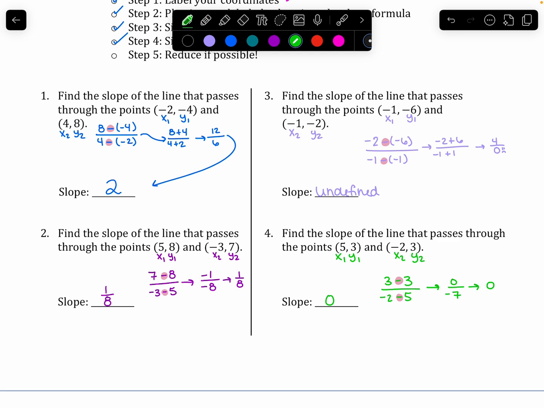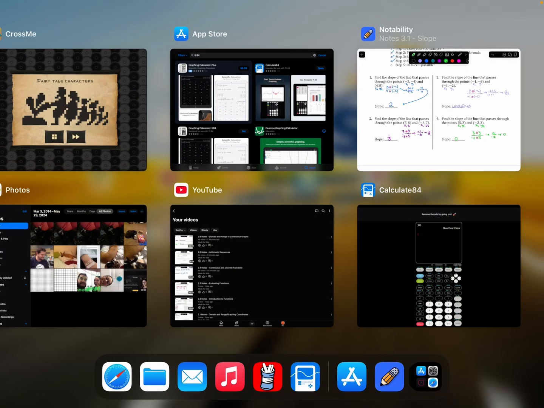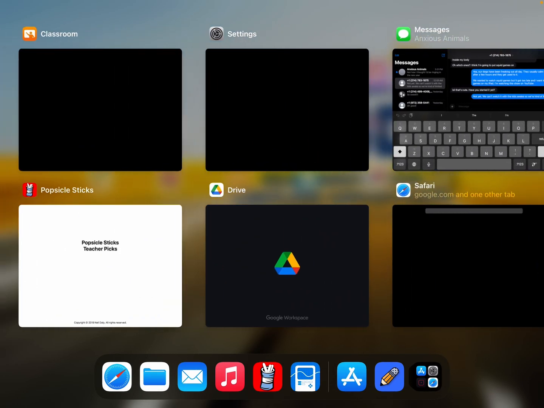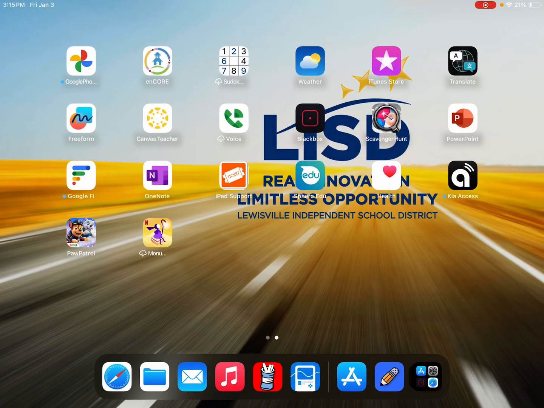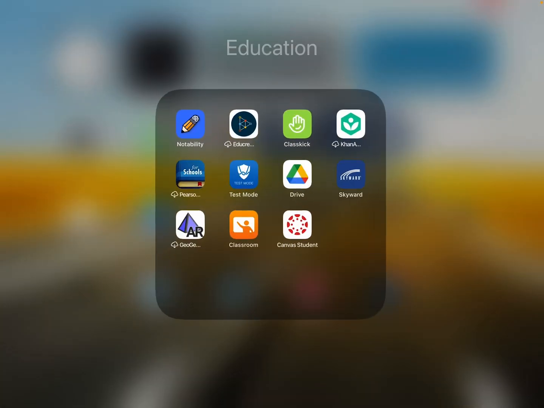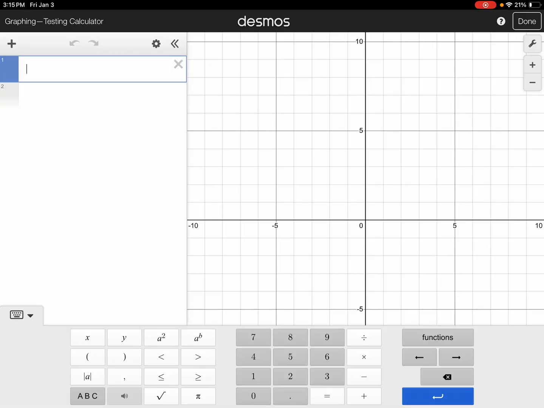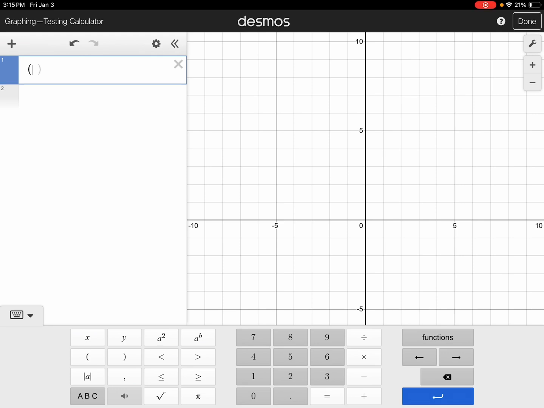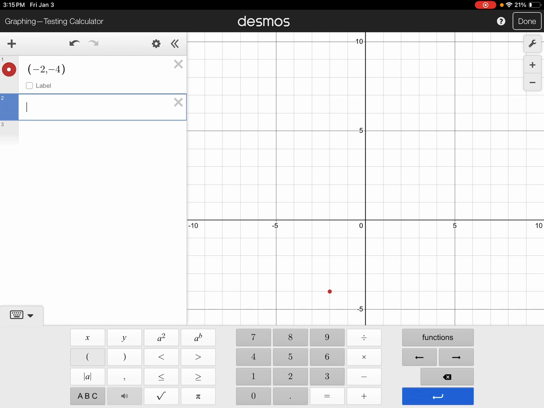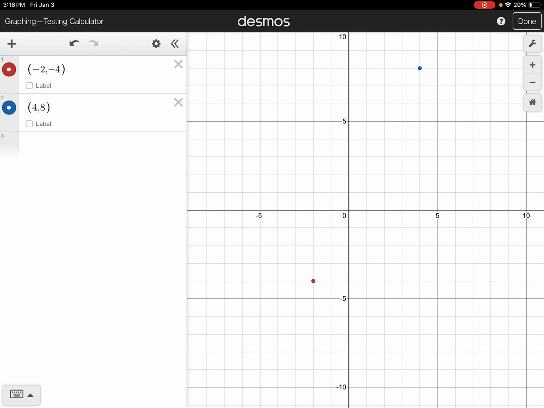So if I were to graph those coordinates like in Desmos, I'll show you. I'll do negative 2, negative 4, and 4, 8. So I'm going to go to Desmos. Let's see. Where is my Desmos? Okay, not any of them there. Desmos, Desmos. Here it is. Okay, so I have negative 2, comma, negative 4, and then we have 4, comma, 8.